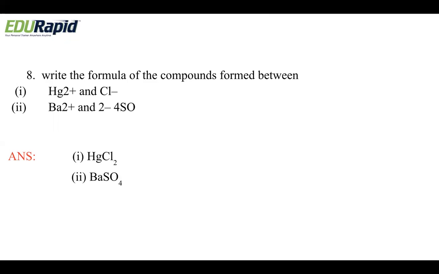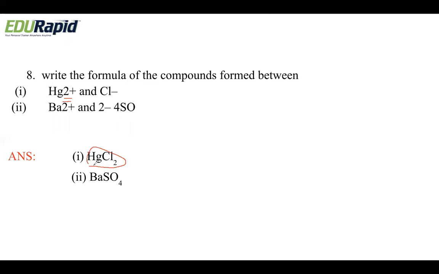So firstly it is HgCl2. Always the valency will go in a cross form. The 2 will come below the Cl. This 2, of Hg2+, will always come below the Cl-. That is, we have the formula HgCl2.